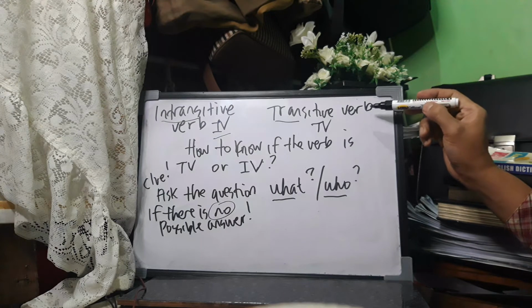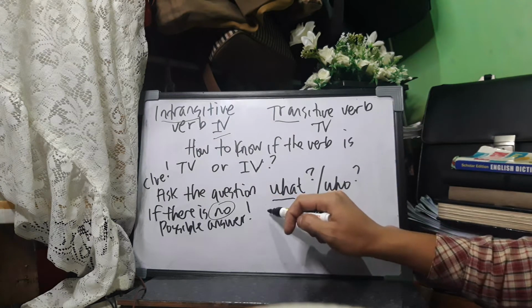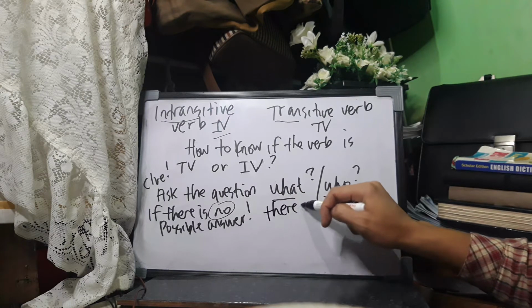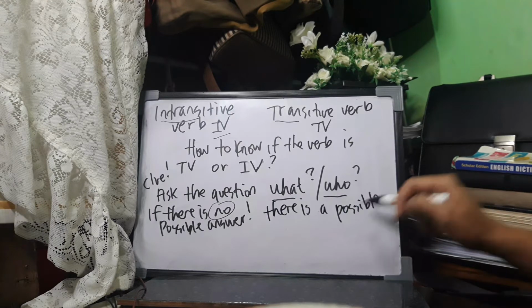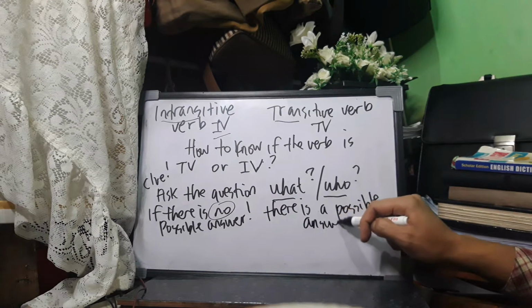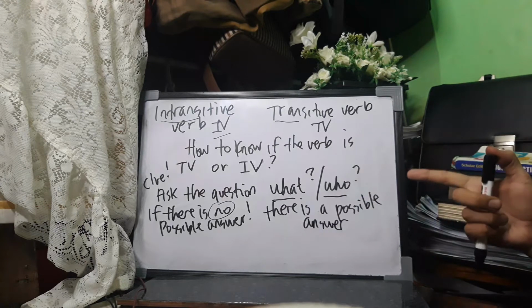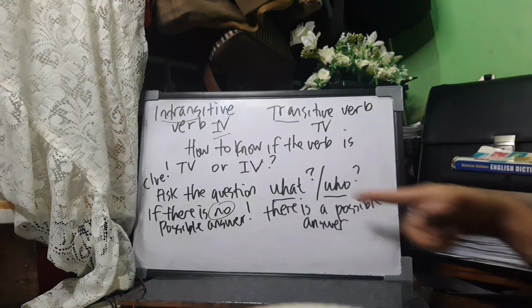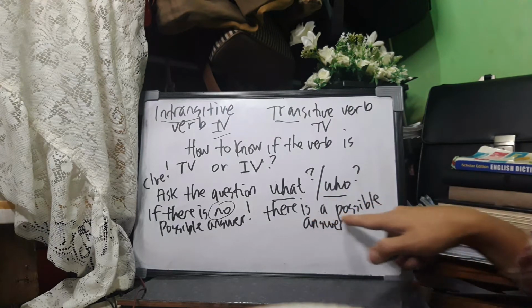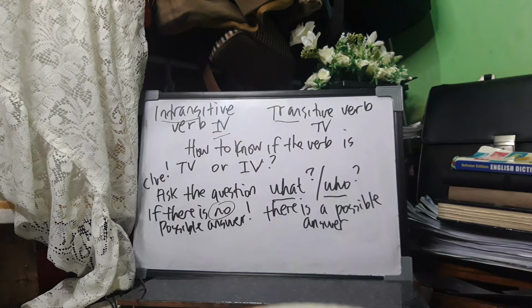How about, teacher, if it's a transitive verb? It's the opposite. If there is a possible answer to the question what and who, then that is transitive. I repeat, if you ask the question what and who, and there is a possible answer, then the verb is a transitive verb.